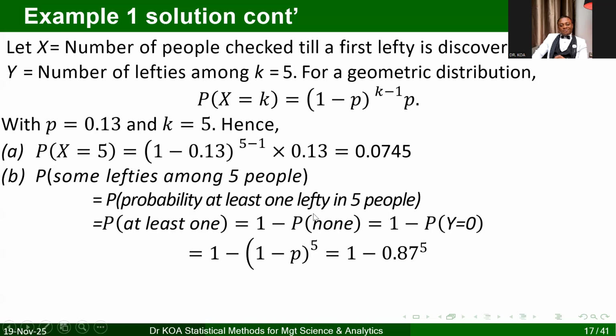Remember that we are looking at the probability that, okay, let's see. Probability that at least 1. At least 1 means what? 1 or more. But because I showed you the thing, you're also confused. At least 1 means 1 or more. From 1. Yeah, but it says that some lefties among the 5.